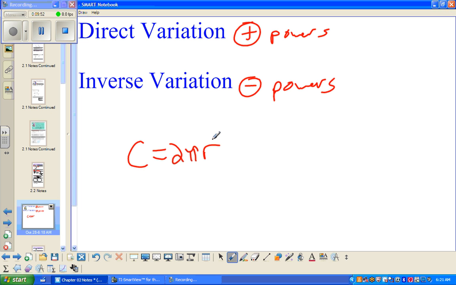Another example is I might describe the force of gravity as force equals some constant. Let me start over. Force is inversely proportional to the square of the distance an object is from the ground, and some constant k.